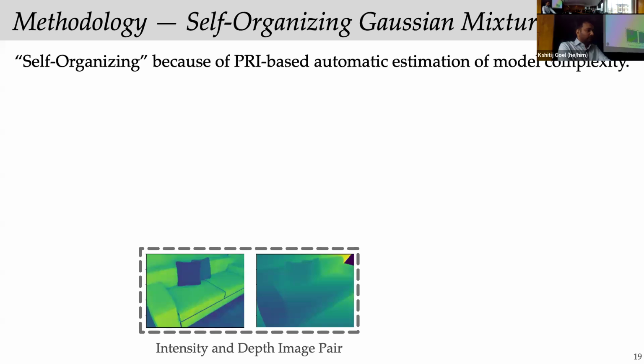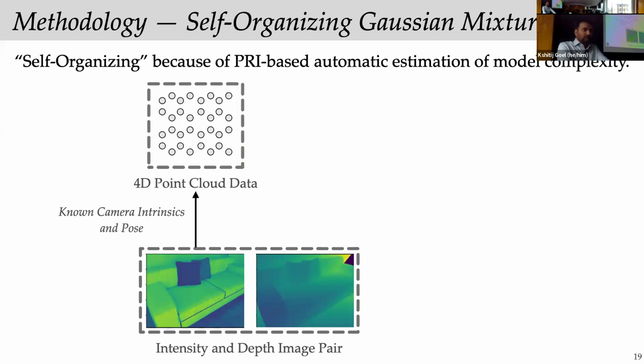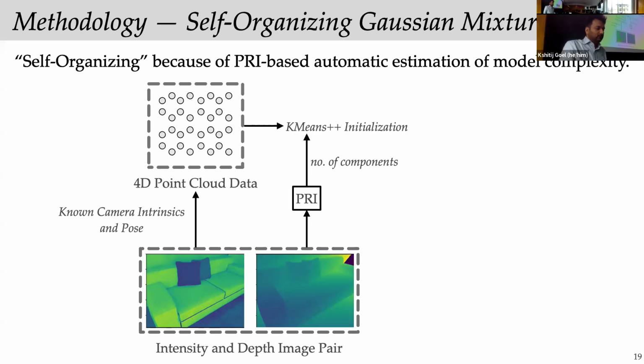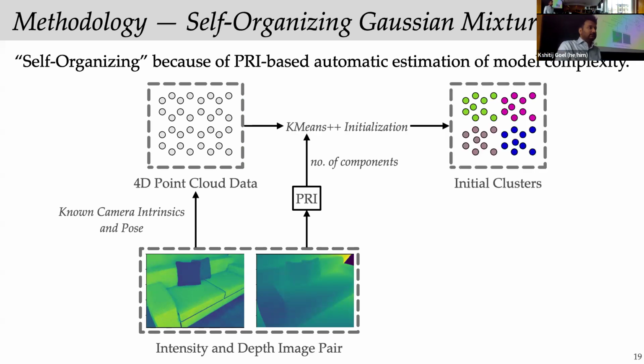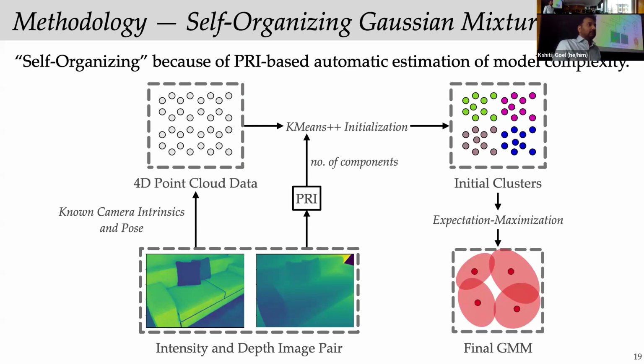We start with a pair of intensity and depth images. We convert this point cloud into a 4D point cloud, 3 for spatial and 1 for feature. Then we put the images through PRI and get the number of components M. Then using the 4D point cloud and number of components, we perform an initialization step and then expectation maximization to get the final Gaussian mixture model of the point cloud.